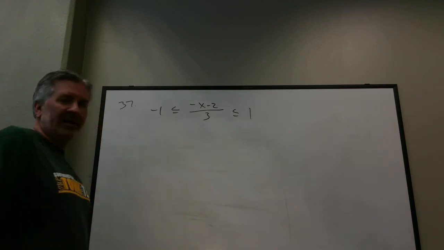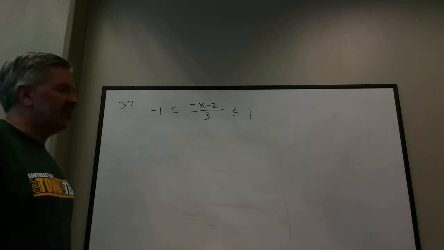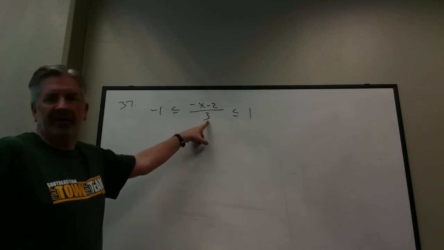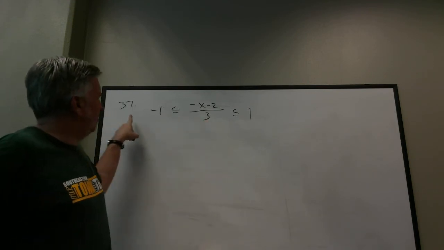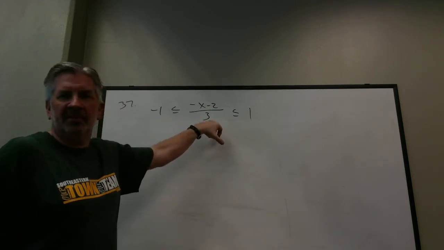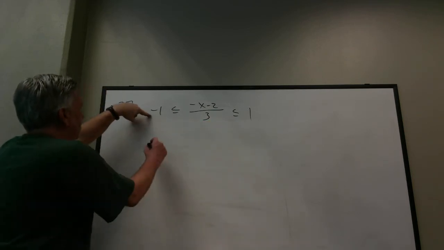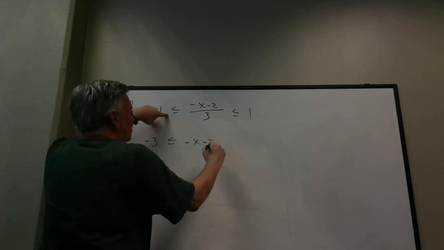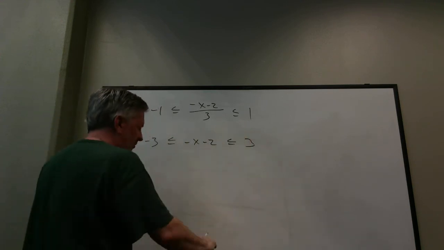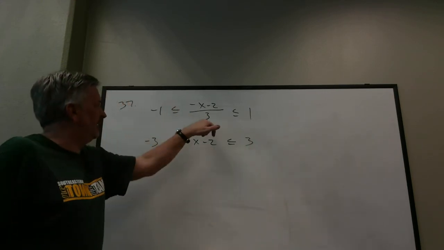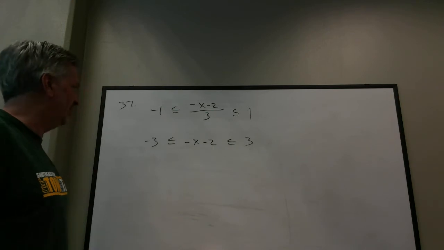Okay, well, we're trying to get x by itself. So just going with your gut, what would you do first? Well, I'd probably get rid of the 3. So let's multiply all the way through the inequality, each part of the inequality, by 3, because I'm just trying to get rid of the denominator. So that's negative 3 less than or equal to negative x minus 2 less than or equal to 3. I multiplied every term by 3. Notice I did not change the inequalities because I'm multiplying through by a positive number.